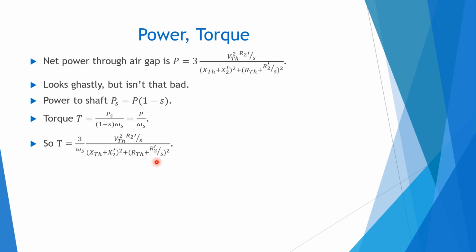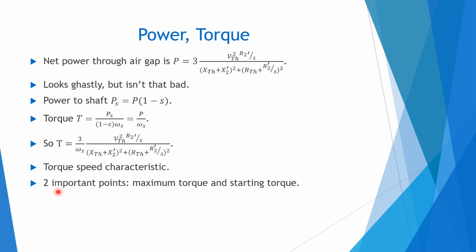Why is it called the torque speed characteristic? Because it is a graph between the torque and the speed or the slip of the induction motor. So now there are two important points in the graph that I will point out when we get to the graph, that is called the maximum torque and the starting torque.